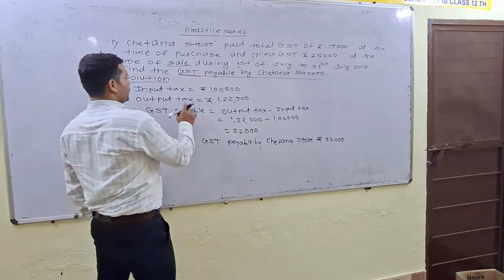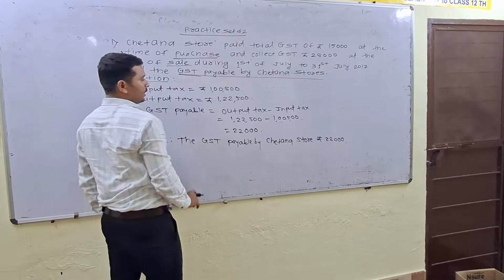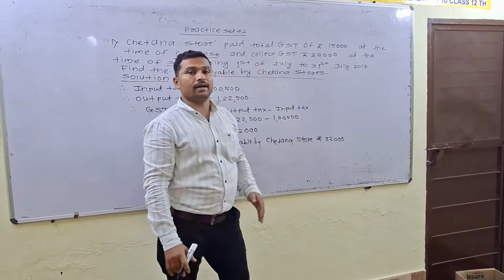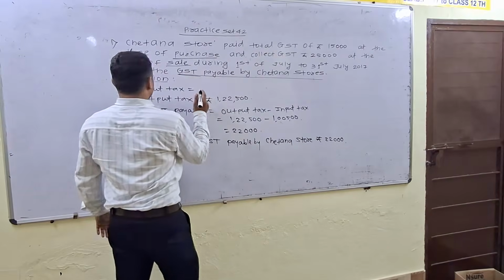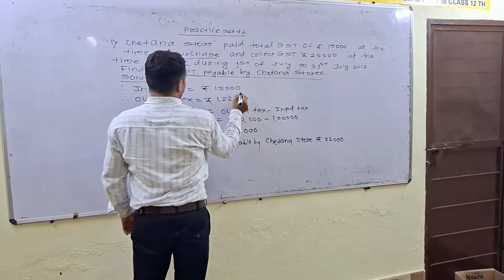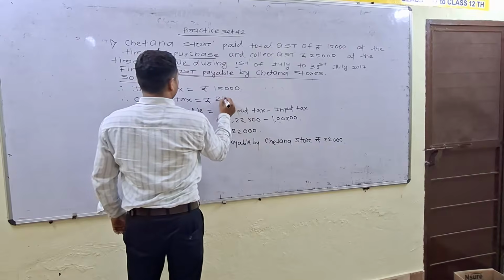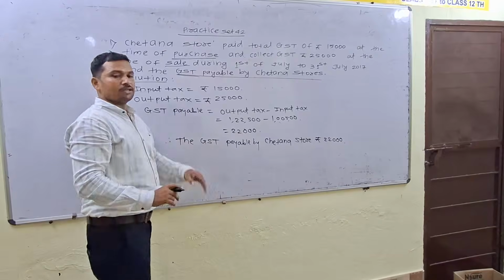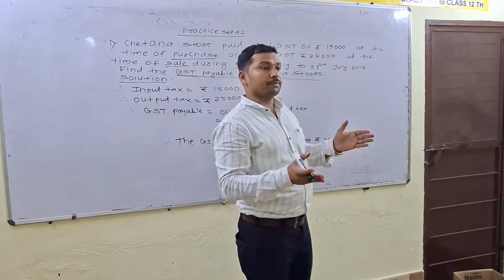What is there again? At the time of purchase, it is input tax. Only the values change. You will try to solve the answer yourself. Now the input tax is 15,000 rupees. The output tax is 25,000 rupees. GST payable is equal to output tax minus input tax.